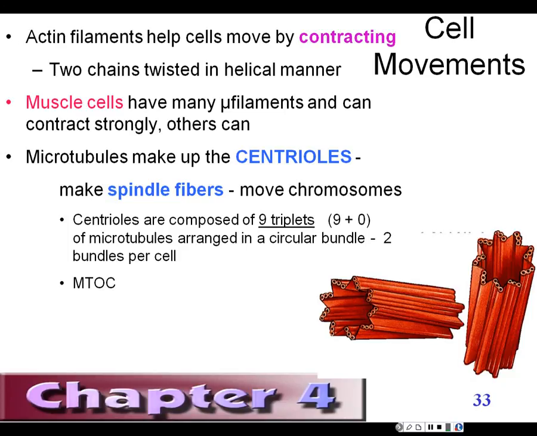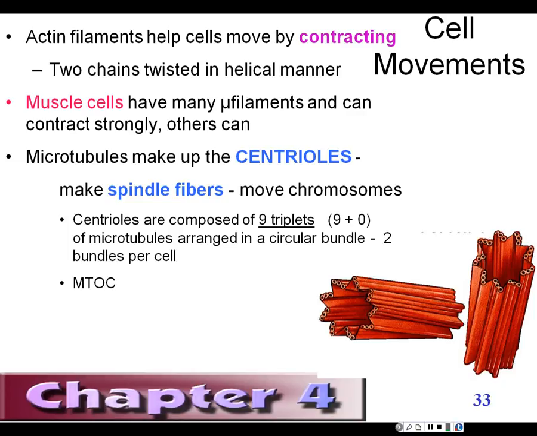Right. The other name that you're going to see for microtubule organizing center, I guess they didn't do that part down there, huh? There we go. All right. So the other name that you're going to see for that is centrosome.